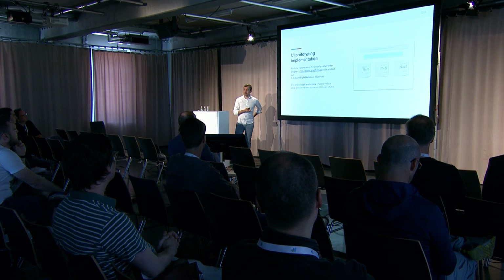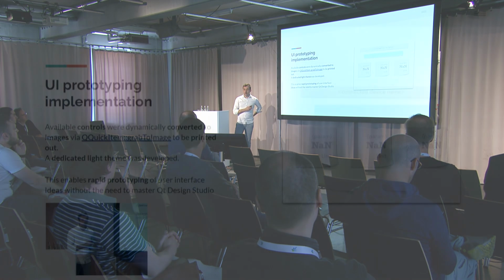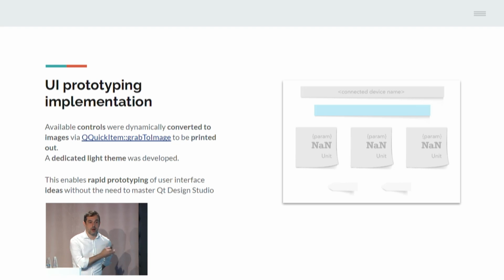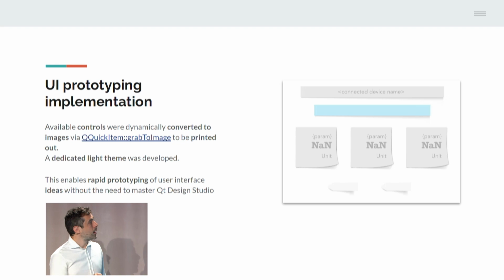We had some controls that we developed in Design Studio, and we wanted to convert them to images using the grab-to-image function of QQuick items so that they could be printed out. So basically there was a script, a small project that goes through all the controls that are in the directory and that creates images from them.